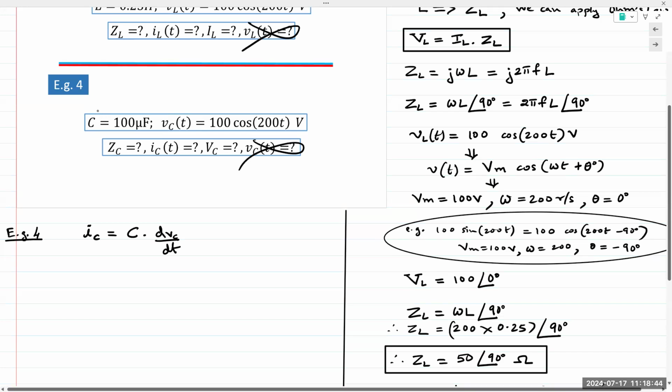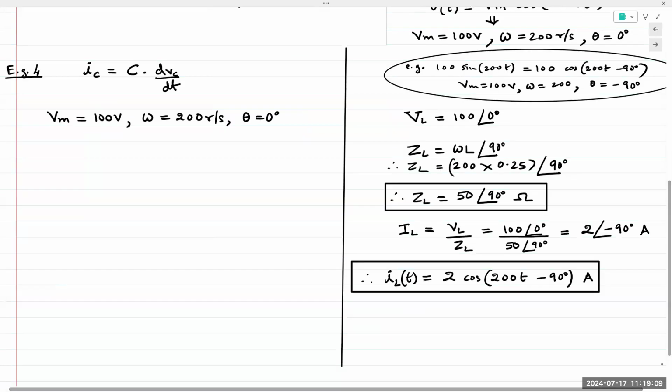Of course, it's a simplistic case, but let's see how we do with a complex number. So first things first, compare Vc of t with the standard expression, and I can write magnitude of the voltage is 100 volts. Omega is 200 radians per second, and phase angle theta is 0 degrees.